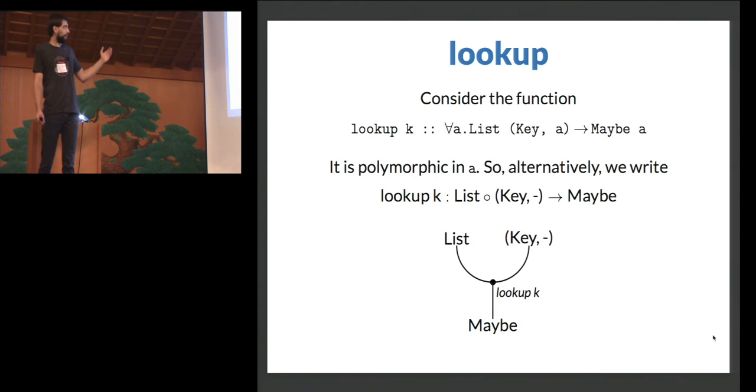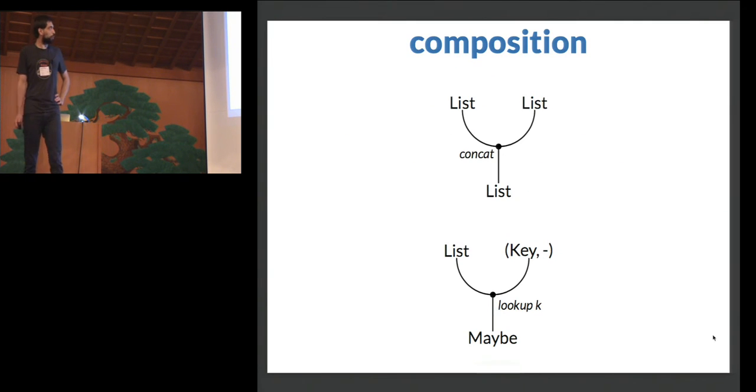And in this case, lookup K is a natural transformation from list composed with key paired with something. So we have two incoming strings, and the result functor is maybe. So we have one outgoing string called maybe. Okay, so what happens if we have two functions written as string diagrams?